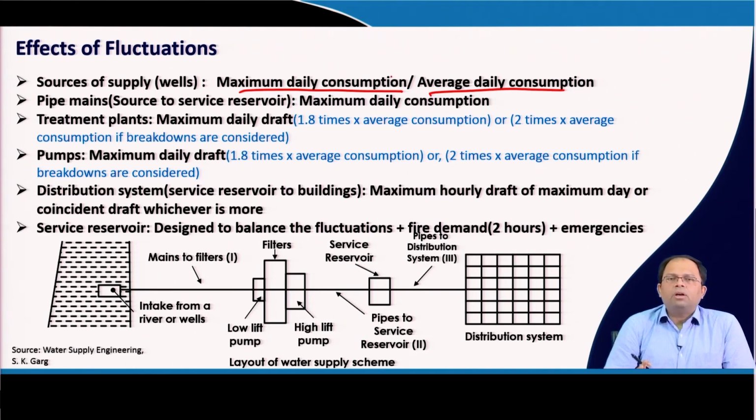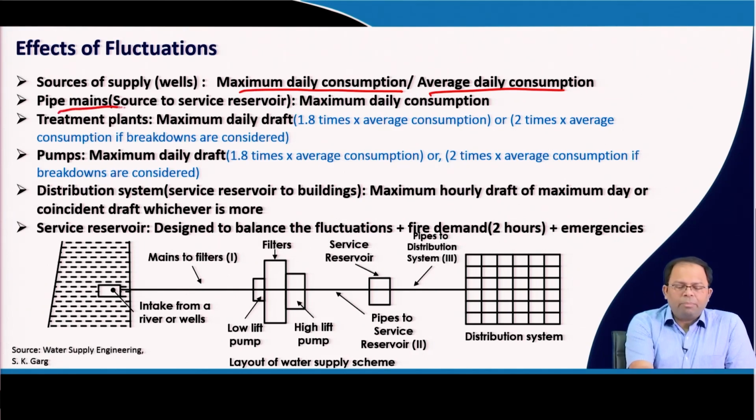Here we are not bothered about the per hour draft, because we can always continuously draw water from the well and supply it to a reservoir, and this could be done at a steady rate. So, maximum daily consumption is considered, and that is all. Again, it is not average consumption, it is maximum daily consumption that has to be considered when we determine the size of our wells, because depending on the size we will get a certain amount of water, or yield, from that particular well.